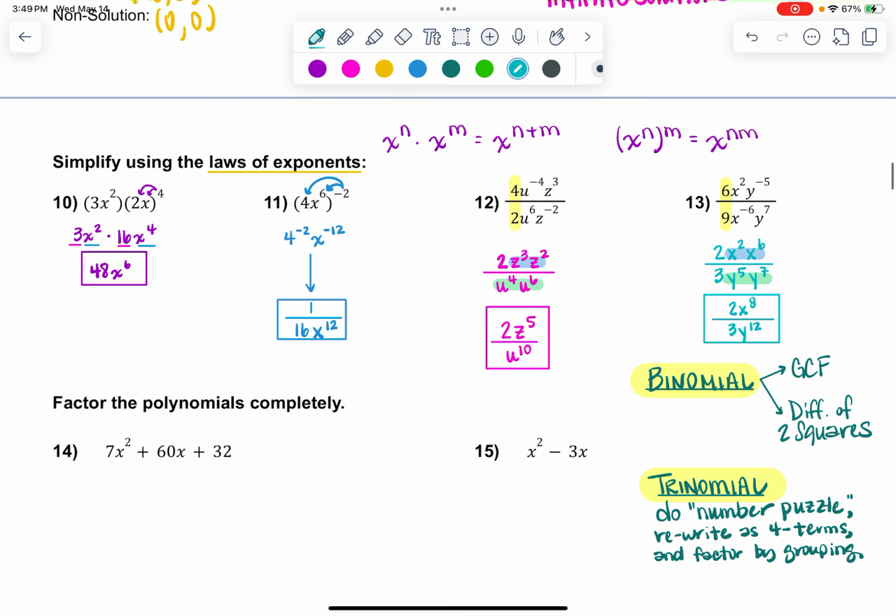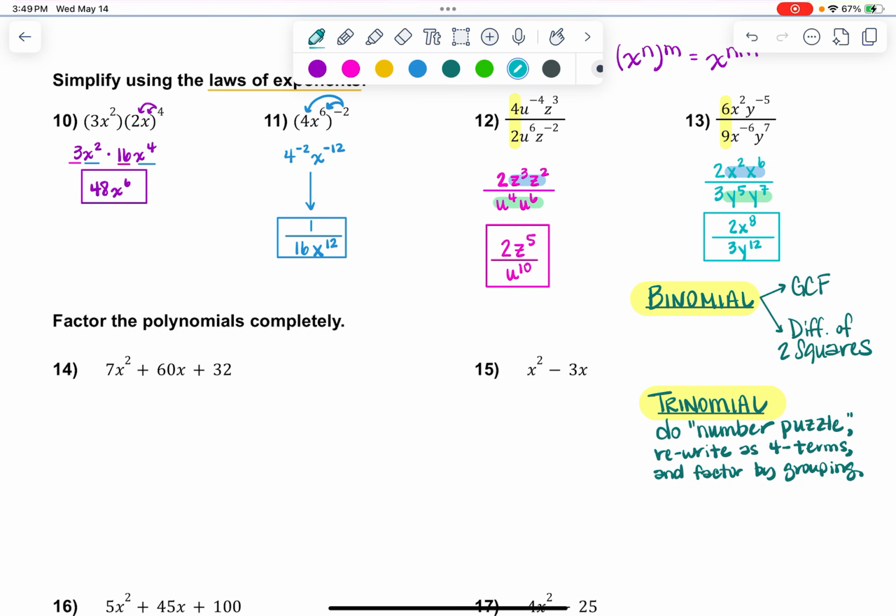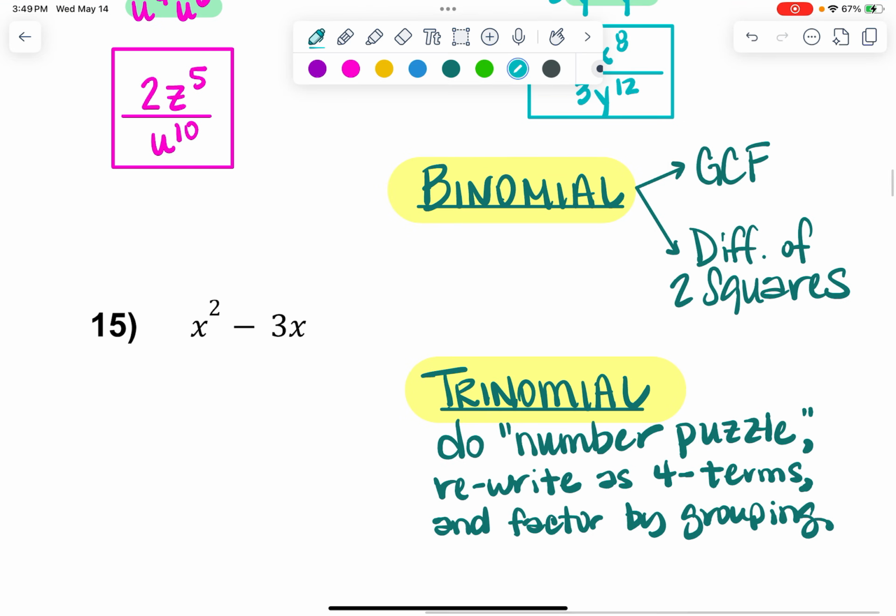All right, our next section is factoring polynomials. I've put a little reminder over here that it depends on whether your expression is a binomial versus a trinomial. So if it's a binomial, you have 2 options. It's either a GCF, where you can factor out the greatest common factor, or it's a difference of 2 squares.